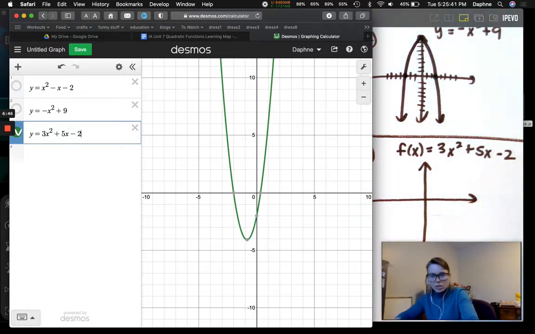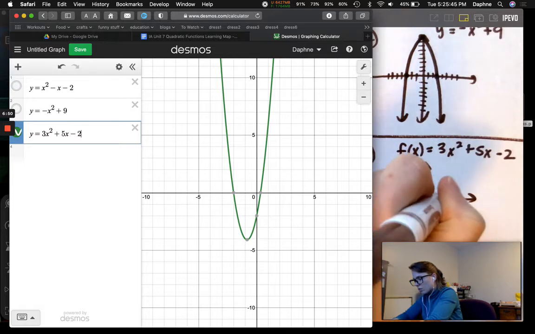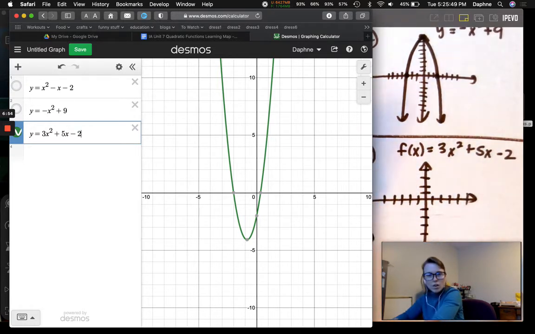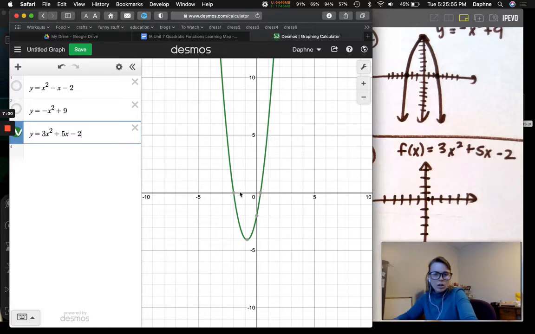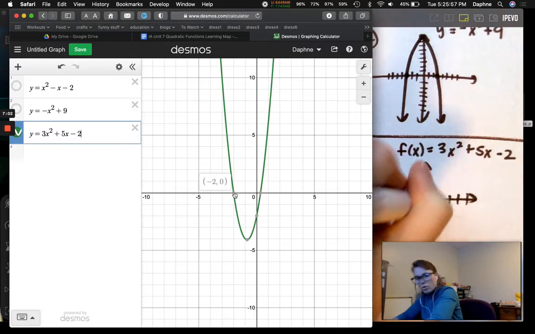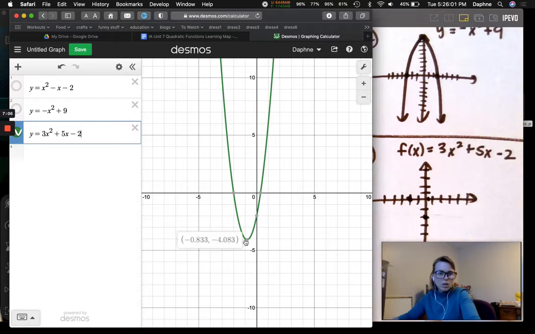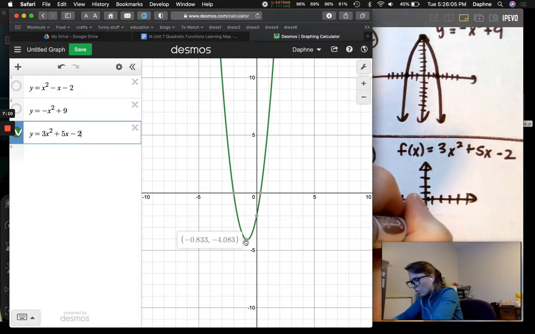So again, looking at here, I'm going to count out the spacing on the axes. Okay, so this x-intercept here is at about 1/3. This one's at -2. The y-intercept is at -2. And this is our vertex down here at almost (-1, -4), but a little off.